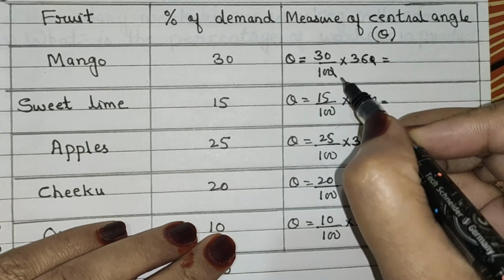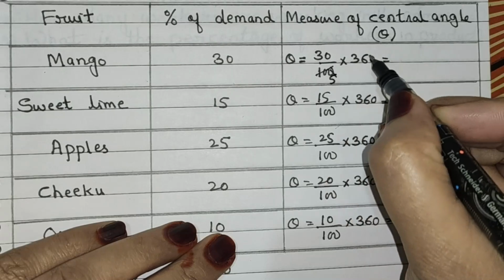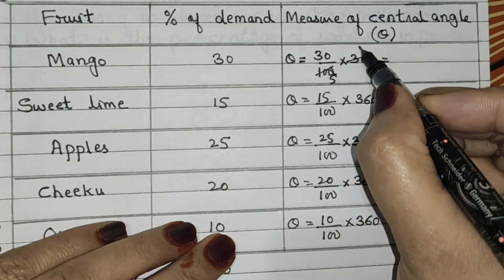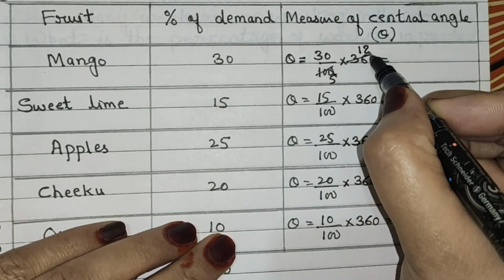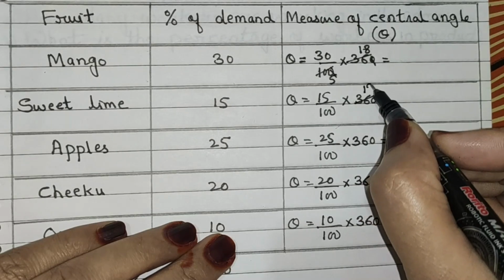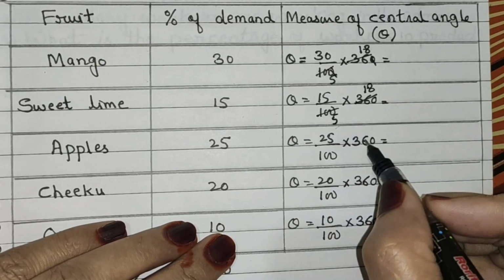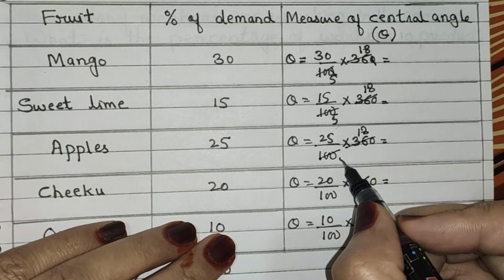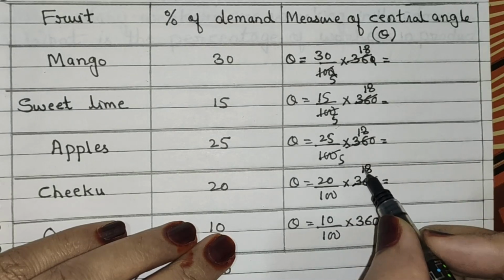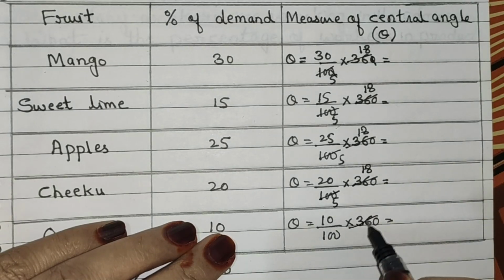Zero zero cancel. 2 5s are 10. Here we get 2 1s are 2 and 2 8s are 16. Now similarly cancel here by 18 and 5. Here also 18 and 5. We get here 18 and 5. Similarly 18 and 5 here.